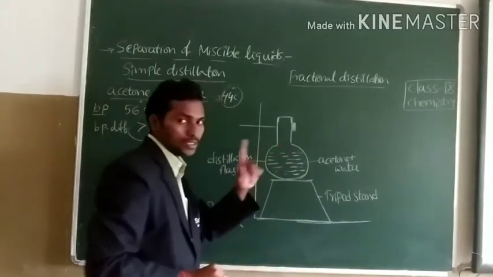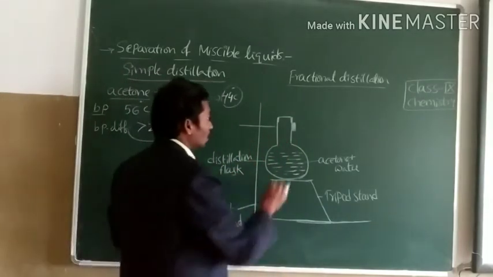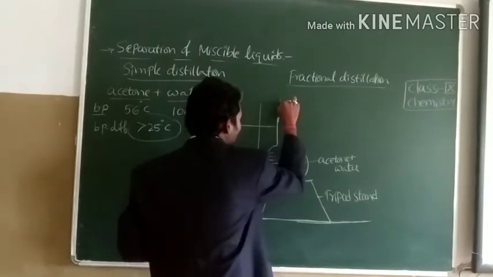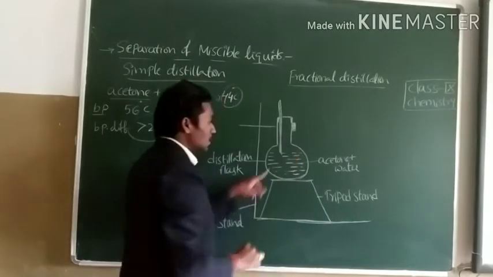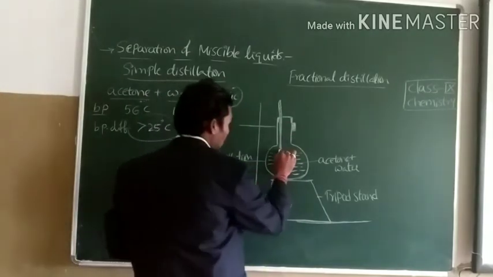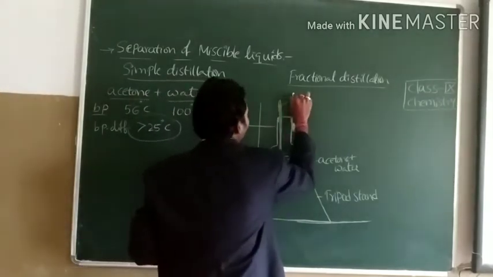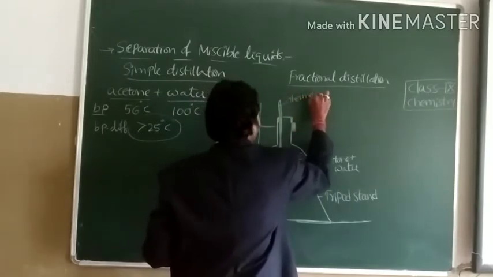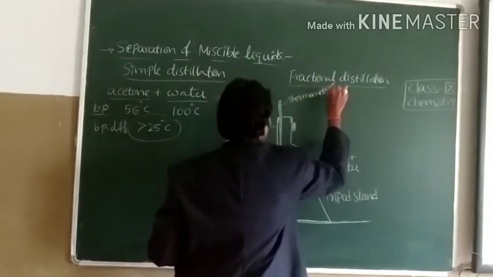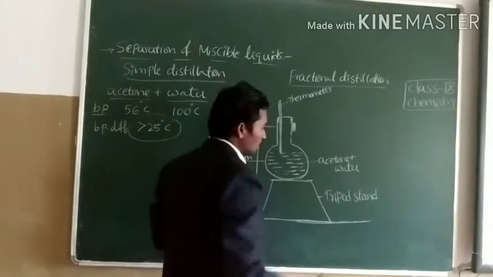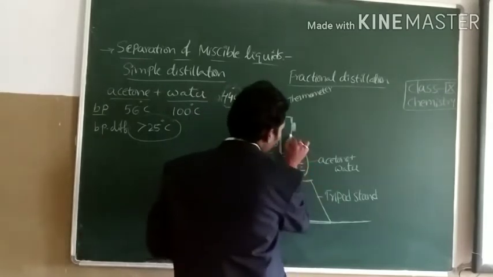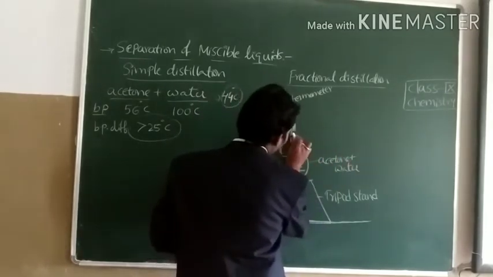But this rubber cork has one hole. Through the hole, we have to insert a thermometer in the distillation flask. This is the thermometer to identify the temperature of the liquid. The thermometer can identify the temperature of the liquid mixture. And near the side of the distillation flask, we have to place the Liebig condenser.